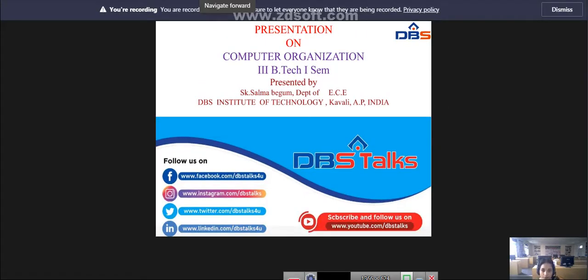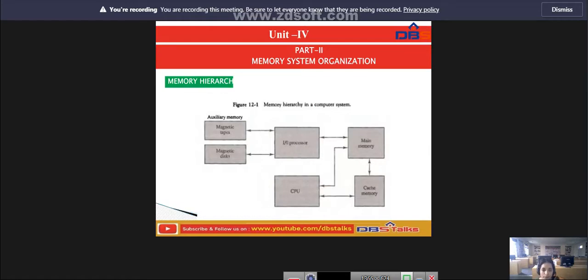So coming to the topic, memory system organization. In part 2 we are having memory system organization. We are having some topics: memory hierarchy and main memory, auxiliary memory, cache memories, virtual memories, and memory management hardware. These are the different contents we are having in the memory system organization.